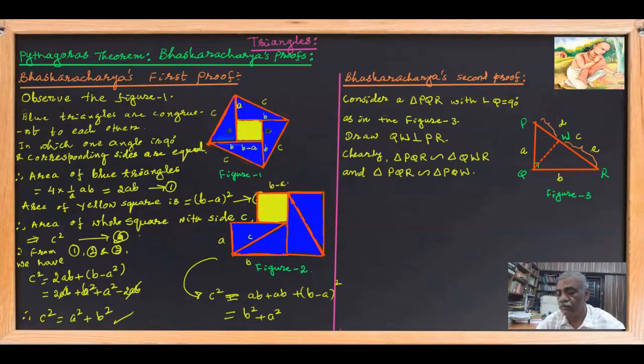Now you can see triangle PQR is similar to triangle QWR, and triangle PQR is similar to PQW, by the theorem which we have proved before proving the Pythagoras theorem. Therefore, from triangle PQR similar to triangle QWR, that is, from these two similar triangles, E by A equals A by C, and that gives A square is equal to E into C. Call this 4.